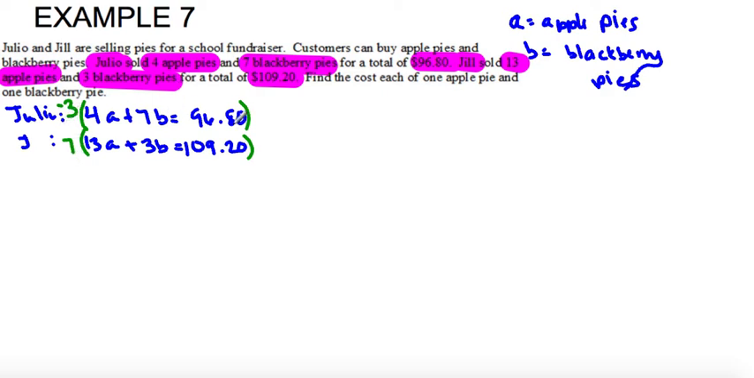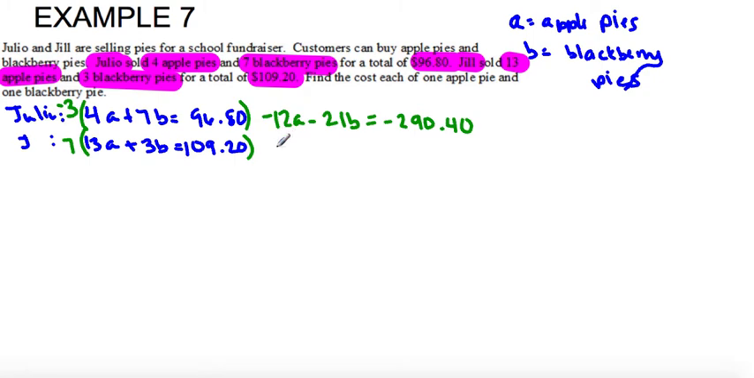Okay, so then we multiply everything at the top. We get -12a minus 21b equals -3 times 96.80, which is -290.40, and then we multiply everything at the bottom by 7.